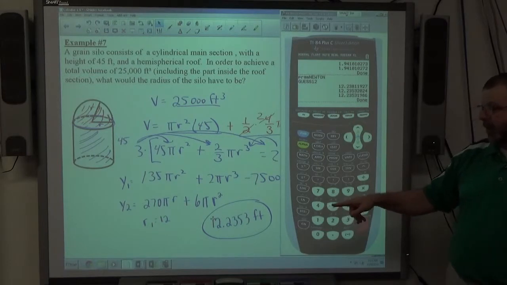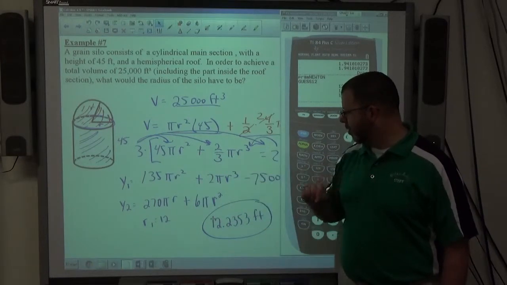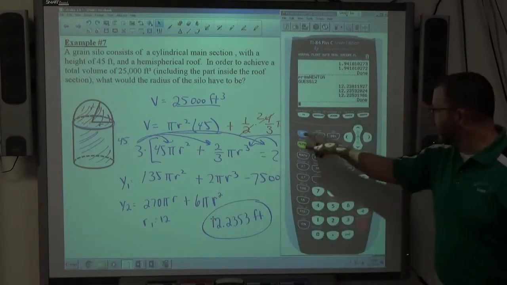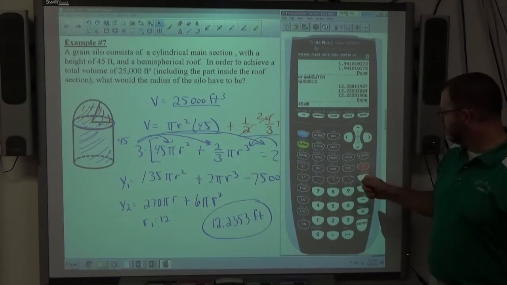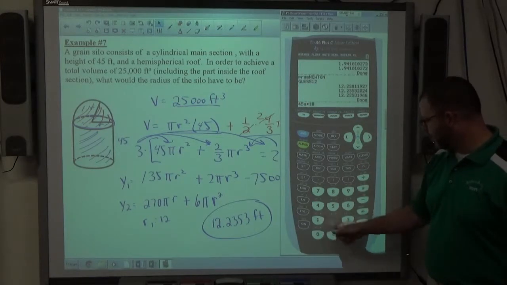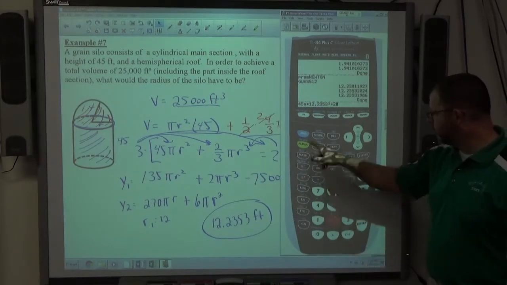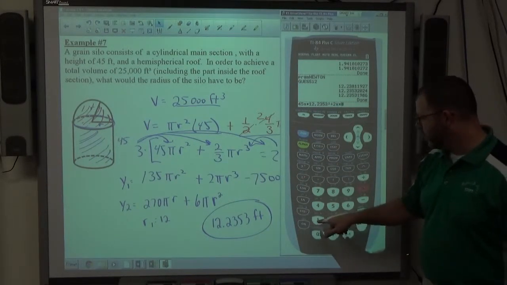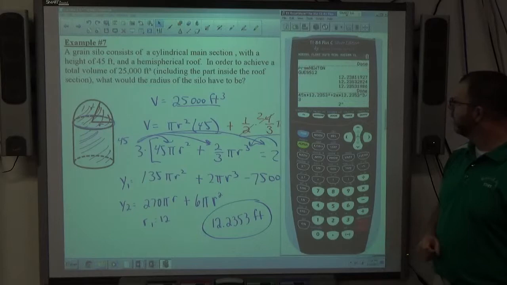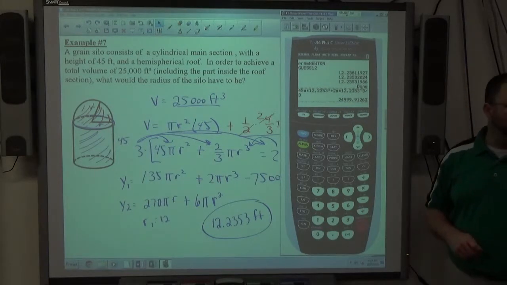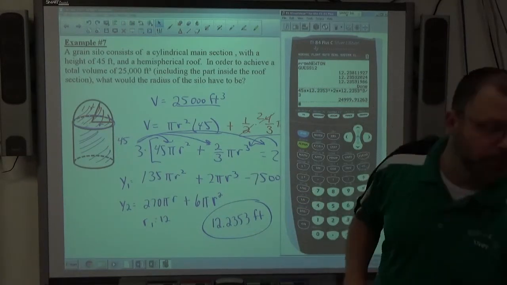If that's correct, right? If I were to put 12.2353 right here, it should equal 25,000. So if we try it out, just to be safe, 45 pi times 12.2353 squared plus 2 pi times 12.2353 cubed divided by 3. 24,999.91263. That sounds good to me. So that must be the right answer. So there you go, 12.2353 feet.